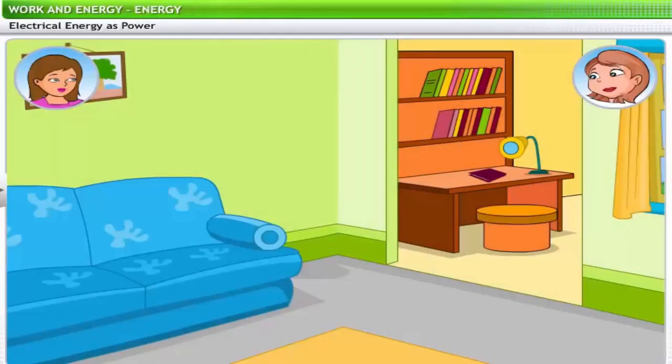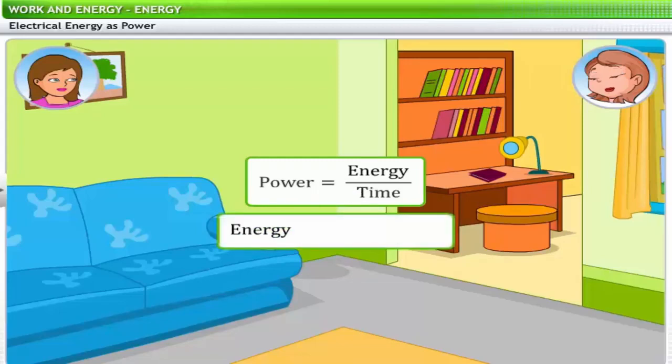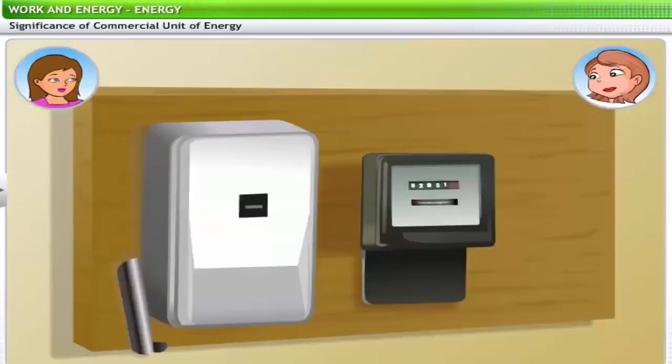The power is back. I just realized we always refer to electrical energy as power. Why is that? That's a good question. Power is the ratio of energy consumed to the time taken. Thus, energy can also be expressed as the product of power and time. So, how do we measure the electricity that we use? Is it in joule? The unit joule is too small to express large quantities of energy.